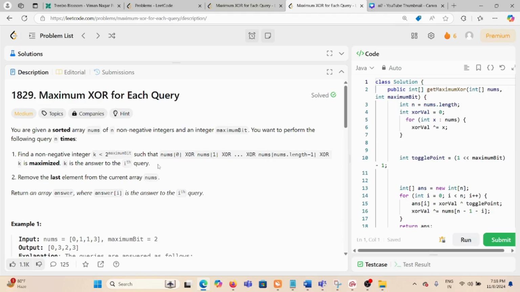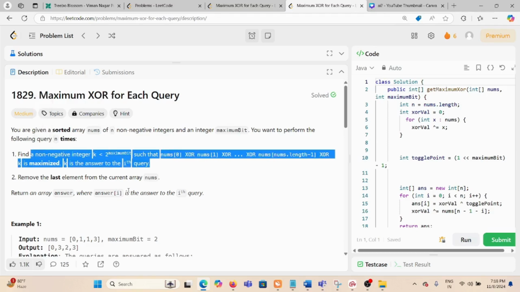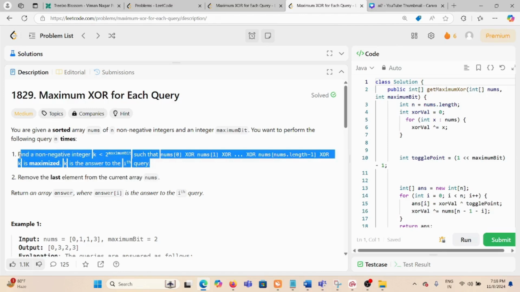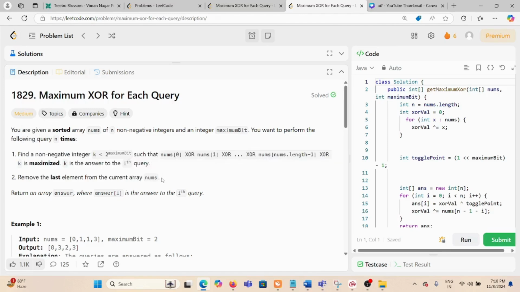Okay, so that is the first query, and the second query is to remove the last element from the current array nums. Once we are done with the process, we have to remove the last element from this array. Means for the next time we will pick from the remaining elements. You will do XOR of all of them, and then we again have to pick the k that will produce the highest number. So this is what we have to do.